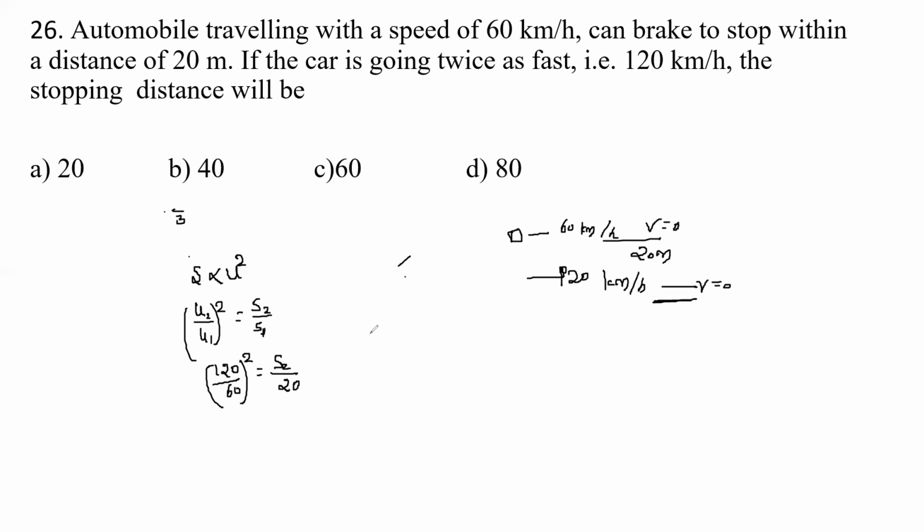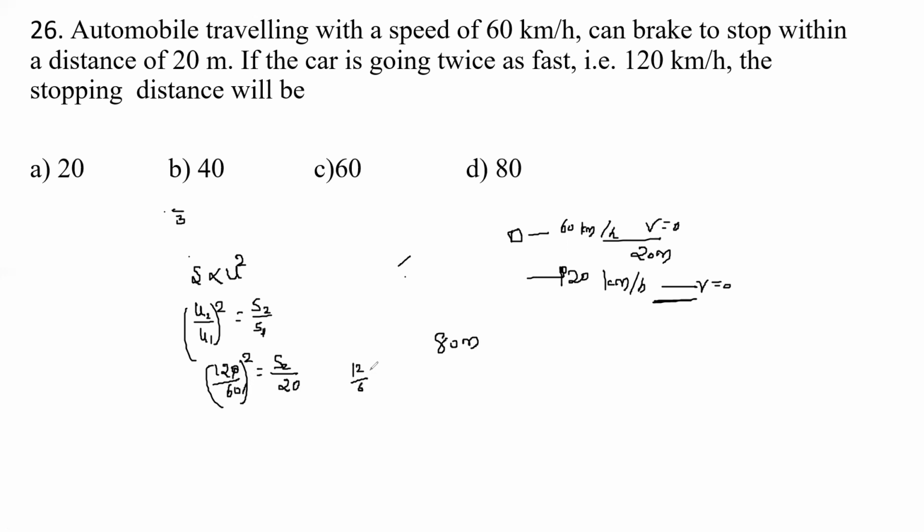Now you can simplify this, 120 by 60. So I can cancel this 0, 0. 12 by 6 is how much? 6 ones are 6, 6 twos are 12. So it is 2. Then 2 square is 4. So 4 into 20. 4 into 20 is how much? It is 80 meter.